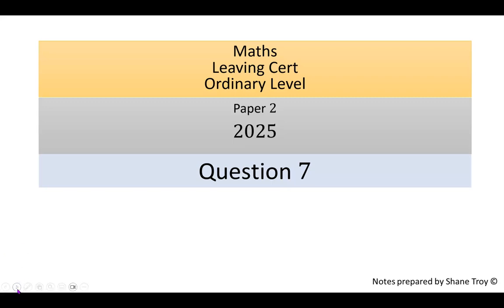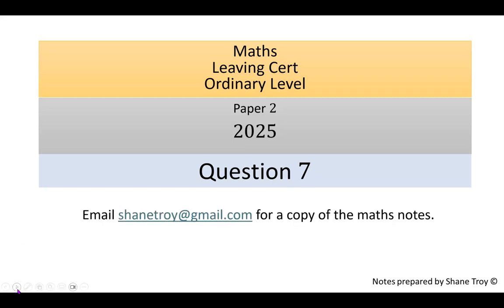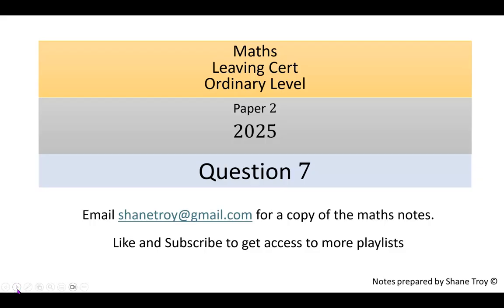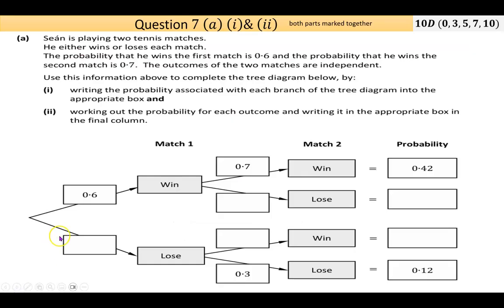Hi, welcome to question 7 of the 2025 Leaving Cert Ordinary Level Paper 2. So we'll get stuck in. Question 7 starts off as a probability question. Parts 1 and 2 are marked together, so together they're worth 10 marks. So we'll read through, and as always, pause it, give it a go.